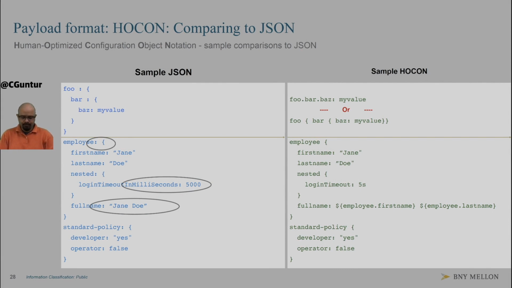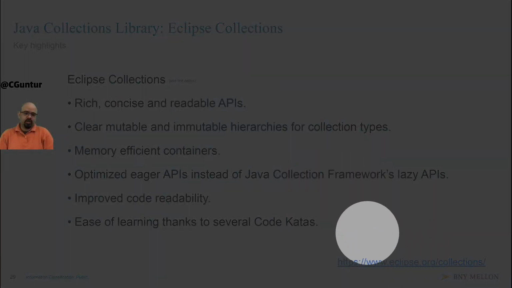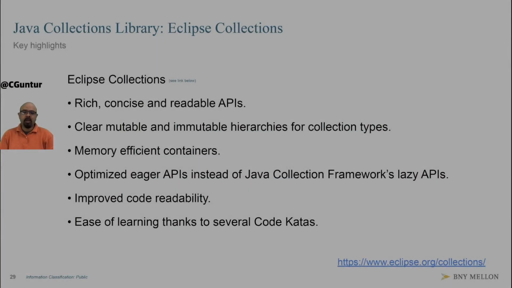In addition, on our backend, we looked at Java being our backend, and we were looking for memory efficiency and performance and immutability. So our choice was to use a collections library that provided us those, and we decided to settle on Eclipse Collections. Here is a link to Eclipse Collections down below where you can read more about it. It provides for immutable hierarchies and memory efficiency, and also has optimized eager APIs that improve readability.